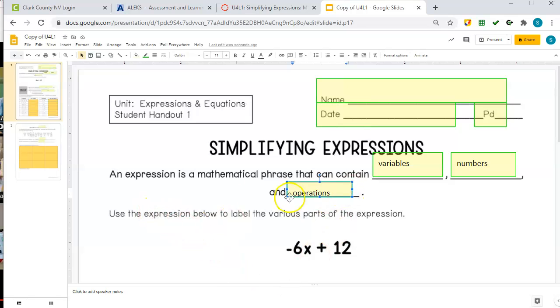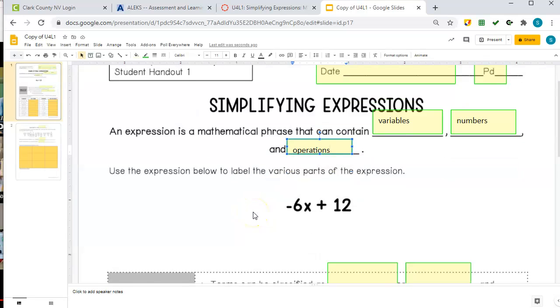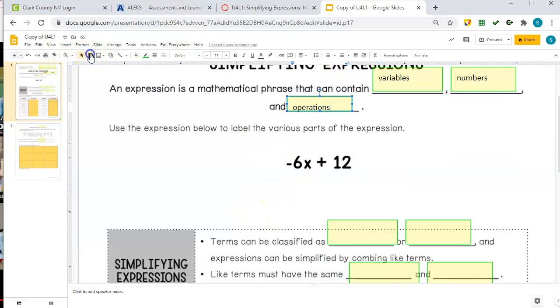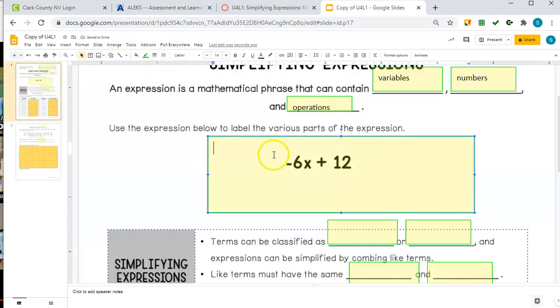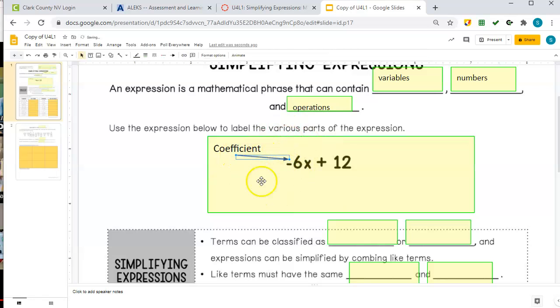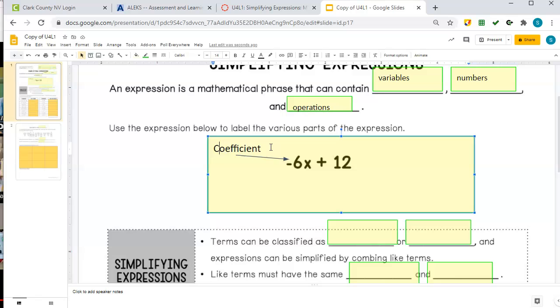So here we've got our different terms here, and I need to put in another text box. So let's just talk about some of our different terms. First of all, I've got my coefficient. That is a number that is multiplied by a variable. So here my -6 is my coefficient. Then this whole thing right here is called a term. So I'm going to underline it.